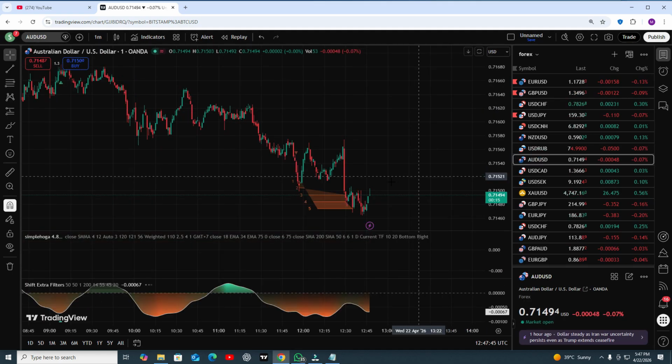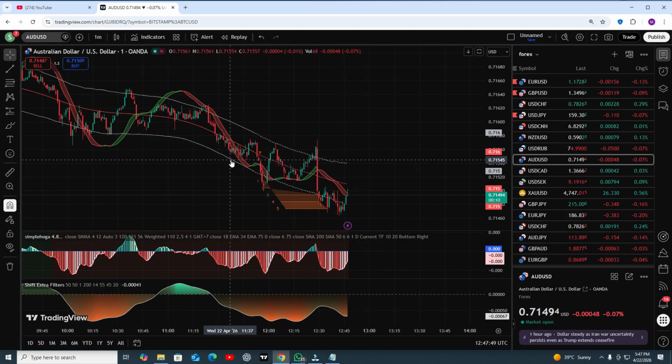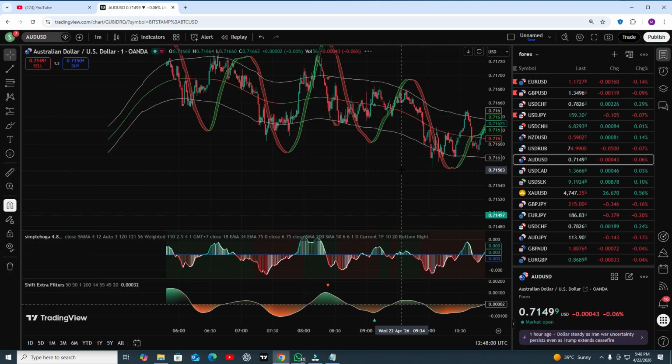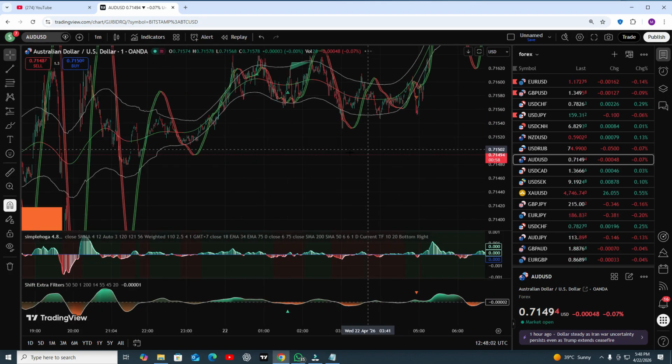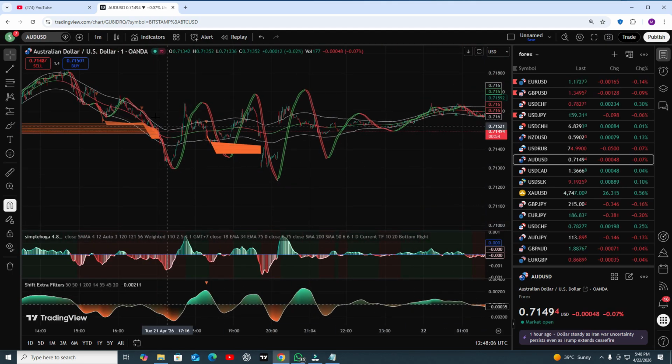AUD USD. Okay, this is actually a good entry maybe. But according to our requirement, this is not the perfect trade, but you can trade with a minimum lot size and minimum risk. And you can see not many trades in this one maybe. Okay, that's actually a good trade. This one is a perfect trade, awesome. Okay, this is your perfect trade.